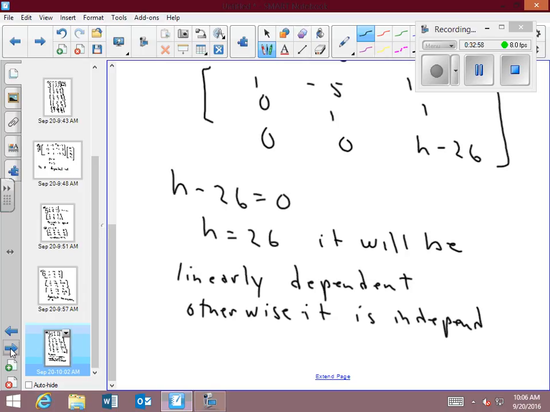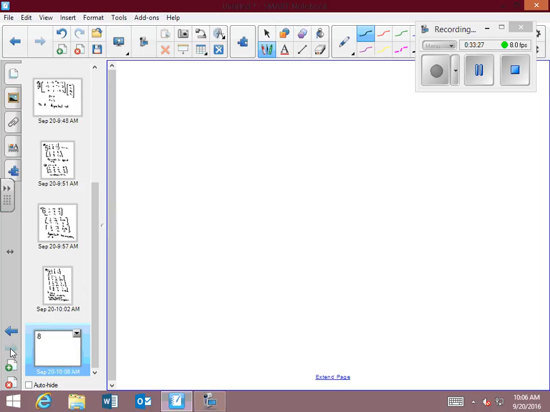Let's say the system of equations. Any questions? Pretty straightforward stuff. Determine by inspection whether the vectors are linearly independent. 16.